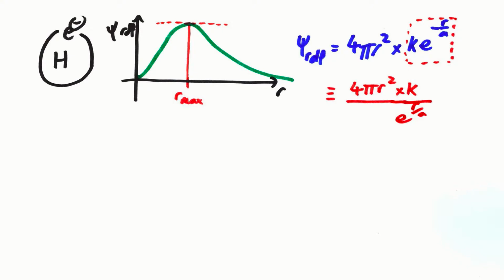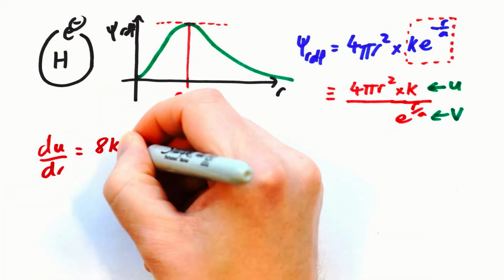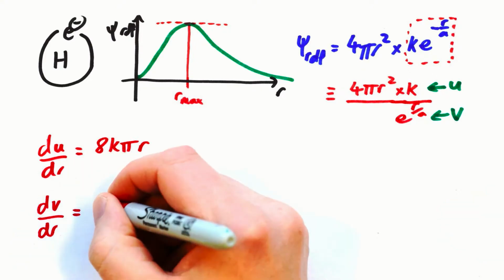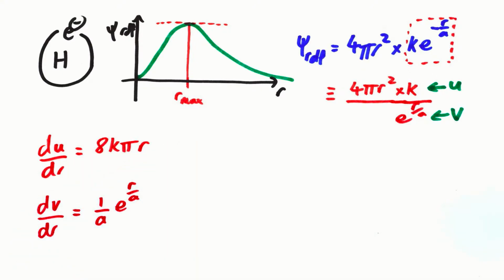This time it does matter which one we ascribe as u or v. So let's say, as it's on the top, u is equal to 4πkr squared, with du/dr being 8πkr, while v is equal to e to the power of r over a. dv/dr becomes 1 over a times e raised to the power of r over a. We now use these results in our application of quotient rule. Laying this out, it looks quite messy, but our overall result is this.